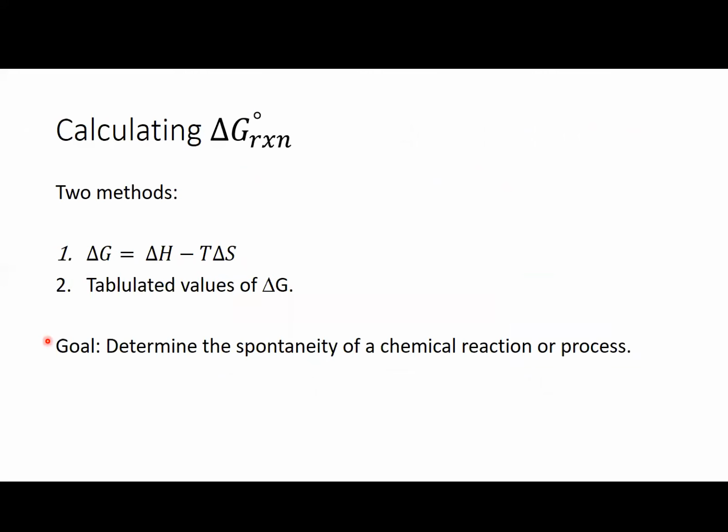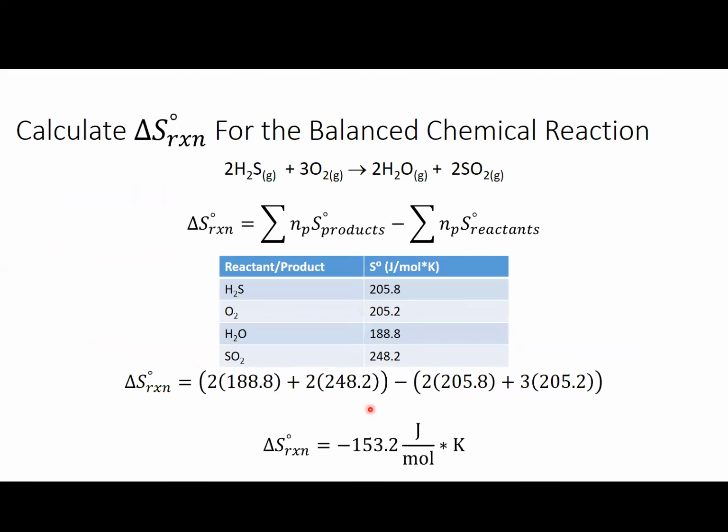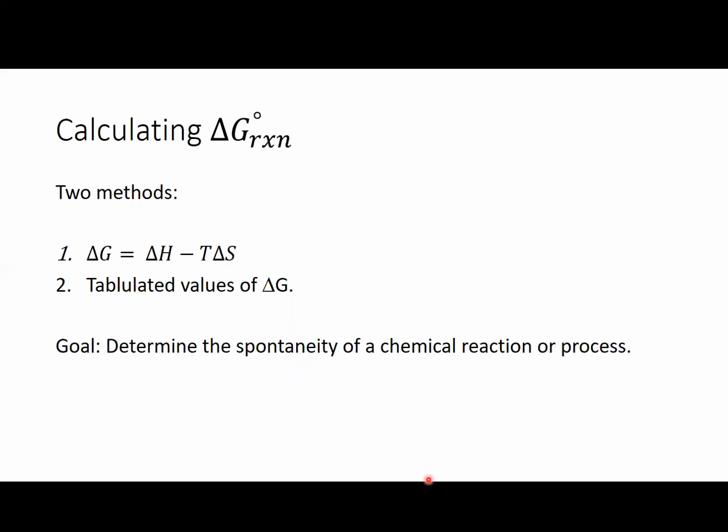Our goal is to determine the spontaneity of a chemical reaction or process. In terms of entropy, this is a non-spontaneous process, all other things being equal. However, this is a reaction that actually might occur. Let's say it's exothermic and I've got a negative delta H. If it's happening at a low enough temperature, this might actually go forward. So that's my main goal here.